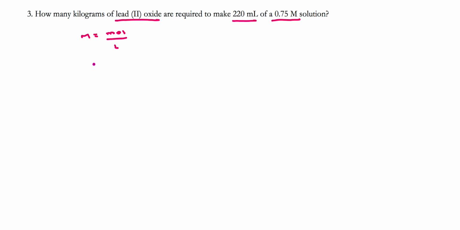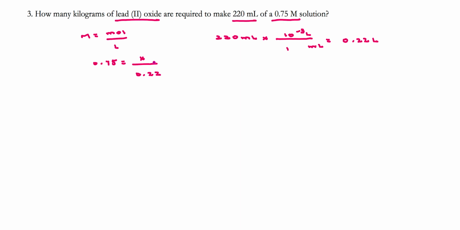So I know my concentration is 0.75 molar. I'm solving for my moles, so that's going to be my X. And my volume is 220 mL. But keep in mind, I need that in liters. So what I'm going to do is put milliliters on bottom, liters up top. 1 mL is 10 to the negative third liters. So this is going to be 0.22 liters is my volume. So I'm going to plug that in here, 0.22.